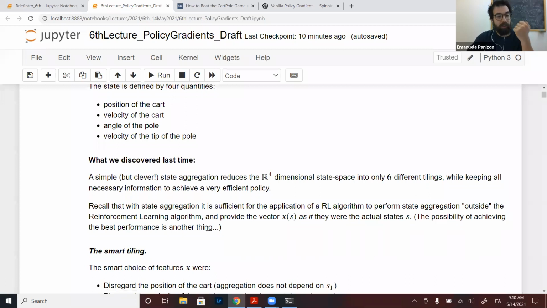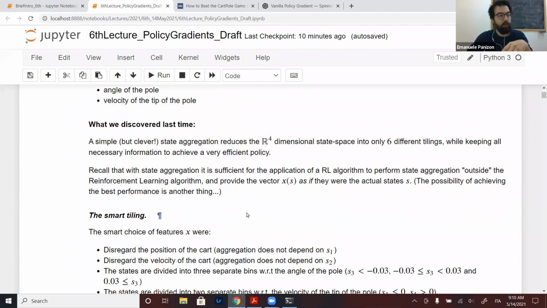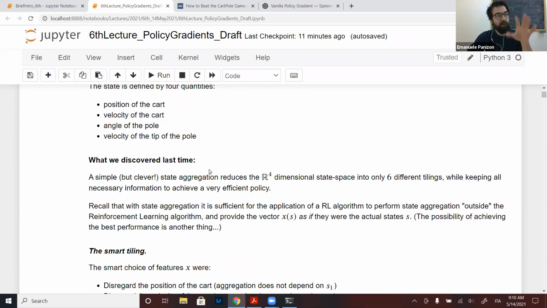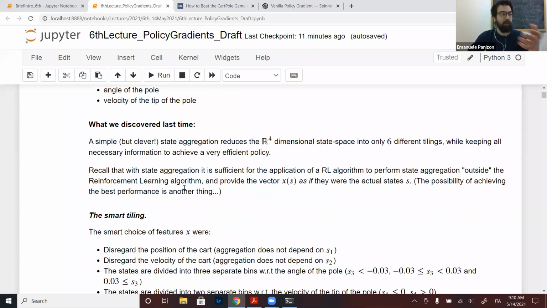Also recall that when dealing with state aggregation, actually it's very simple in the sense that we can forget that we are doing value approximation and do state aggregation outside the algorithm. So what we will do is that we will take the state from the environment, which is given by this 4-dimensional real vector. Outside, we will transform it into just these 6 regions and use that as a state for the reinforcement learning. This will simplify a bit the notation, but please remember that we're actually doing some value approximation in between.